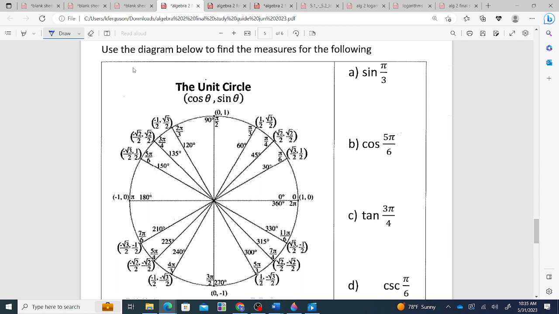What you need to understand is that this diagram says the cosine is my first coordinate, the sine is my second coordinate. So you also need to recognize the measure of the angles in radians. So sine of pi over 3 is the same as sine of 60 degrees. So that's right here. Sine is the second coordinate. So that means this one is the square root of 3 over 2. Done.